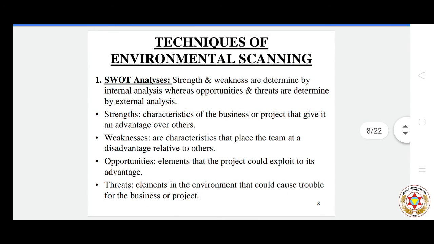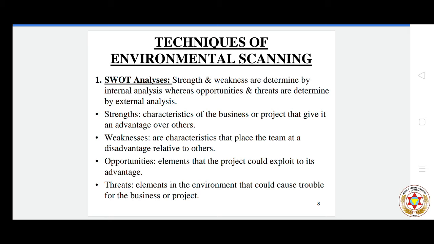Let's come to the techniques of environmental analysis. The first one is the SWOT analysis, which says the strengths and weaknesses are determined by internal analysis, whereas the opportunities and threats are determined by the external analysis. Strength is the characteristic of a business or project that gives it an advantage over the others, whereas the weaknesses are the characteristics that place the team at a disadvantage relative to the others.